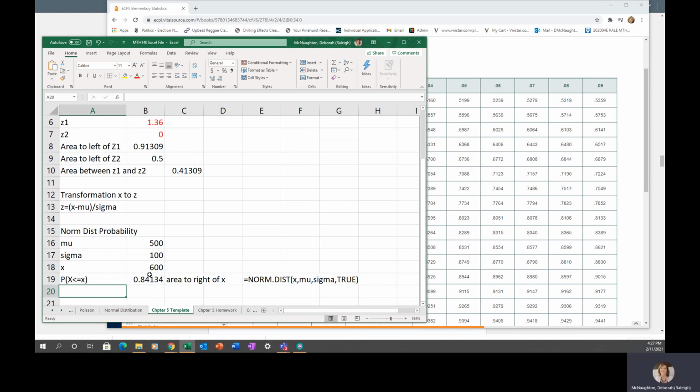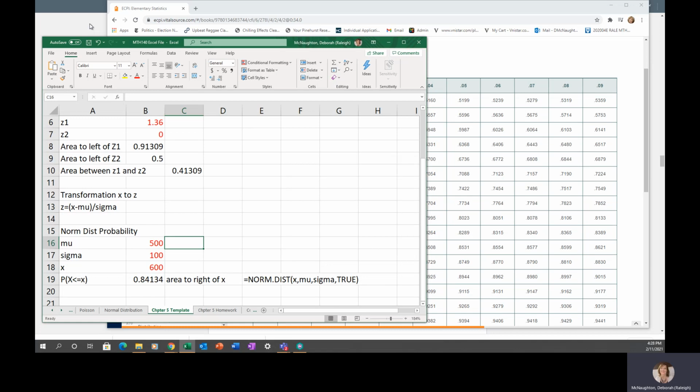So that's how you do these, and I need to put in all three of these things, so let me just make those red. So these are my inputs, and I can calculate the probability to the left of x. So again, if I need it to the right, I use 1 minus this, and if I need it between two values, I would have to put in two x values here.